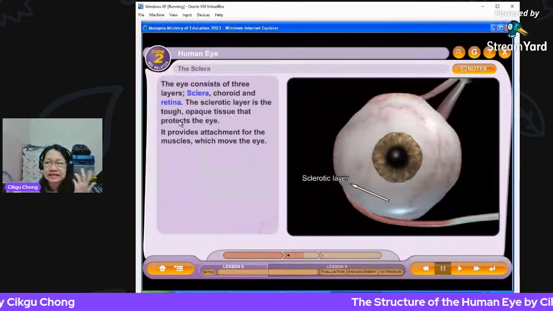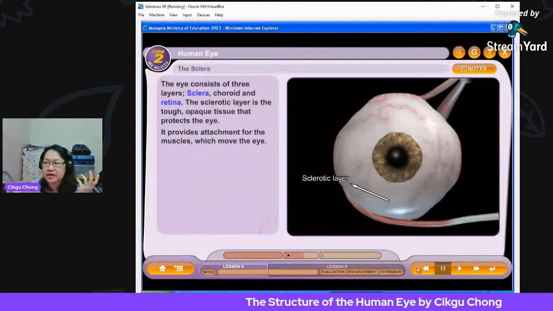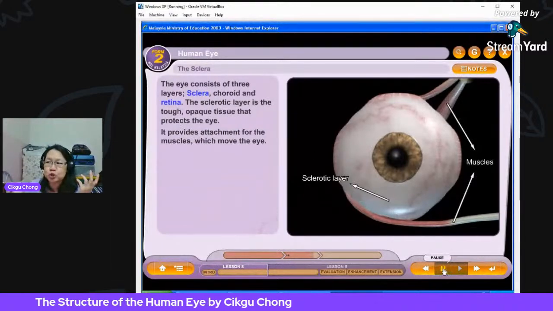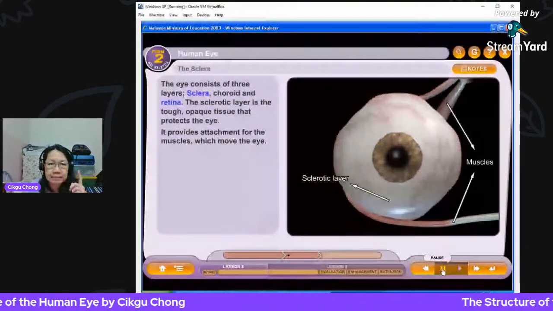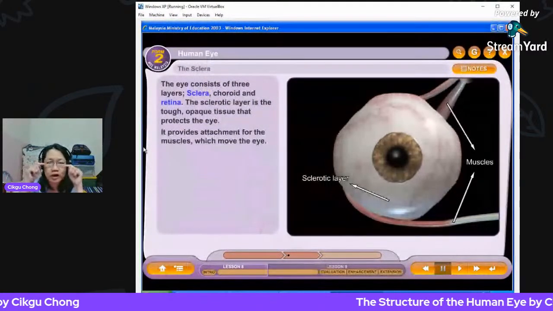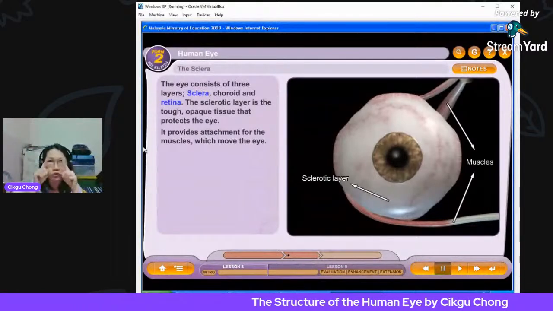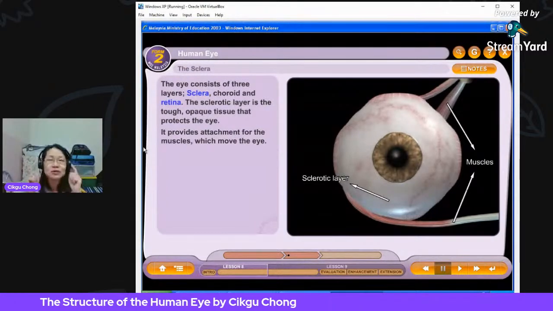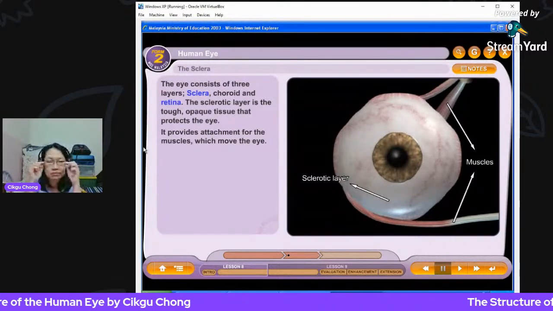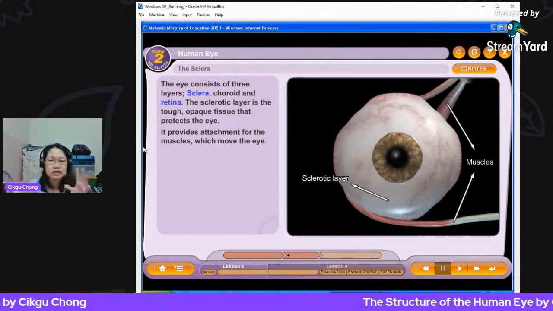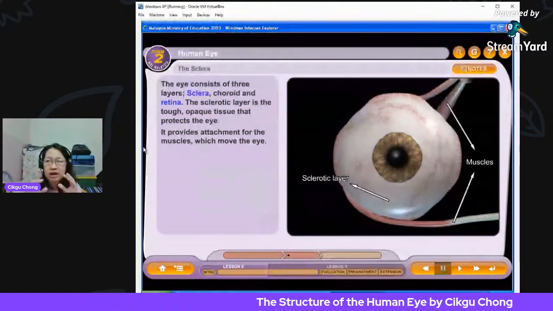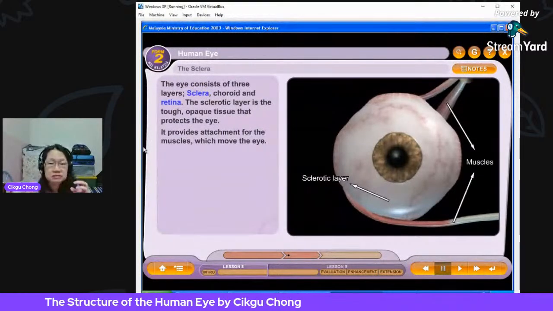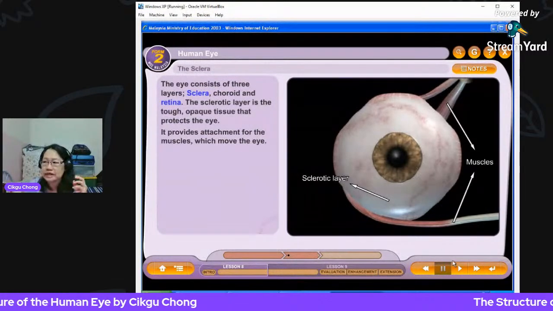So the sclera is to protect the eye. And it is also a place for the muscles to attach. You see, all these are muscles that connect to your eyeball, so that your eyeball can move up, down, left and right. Then you can roll your eyes around. You can look up, look down, left and right. It's actually the muscles pulling your eyeball. All right. So this is the importance of the sclera: it protects the eyeball and also provides a place to attach the muscles for your eyeball. Okay, let's go on.